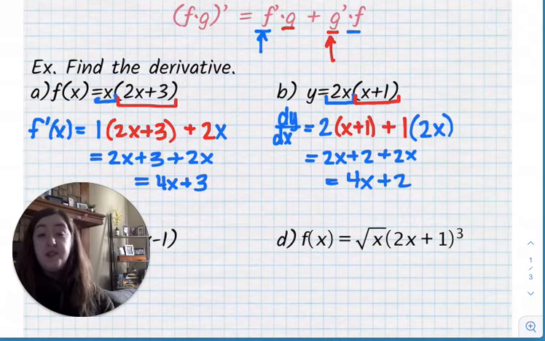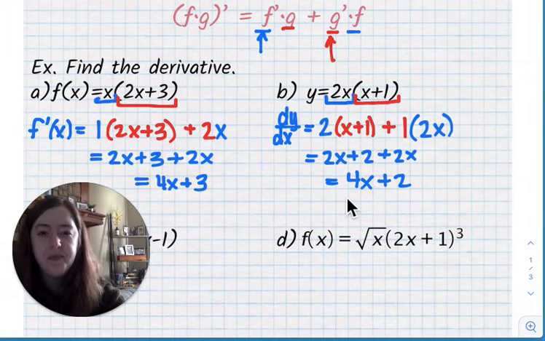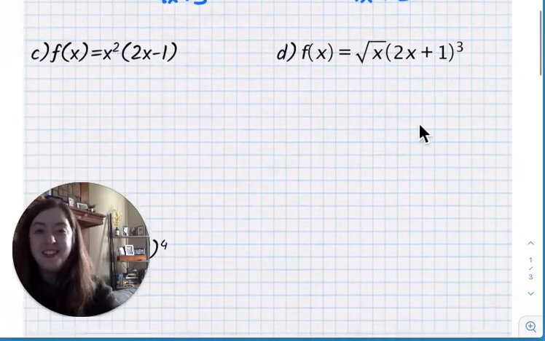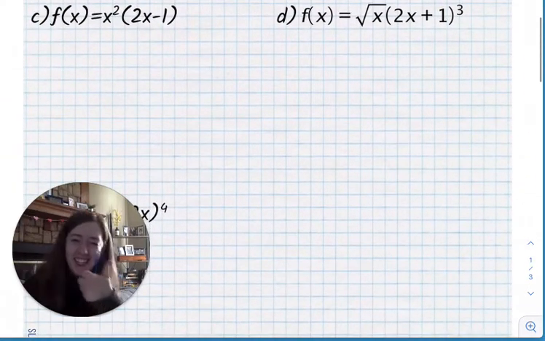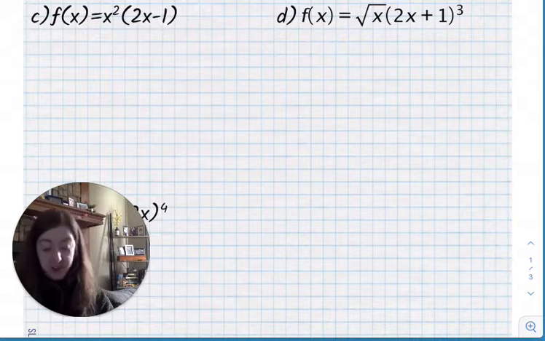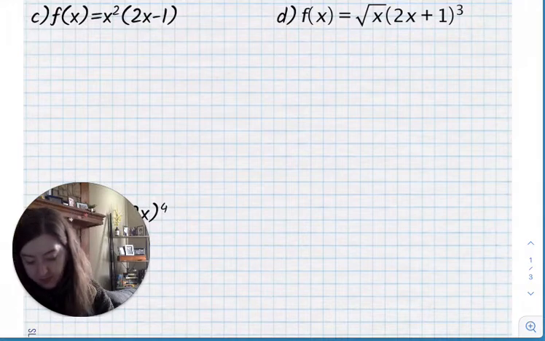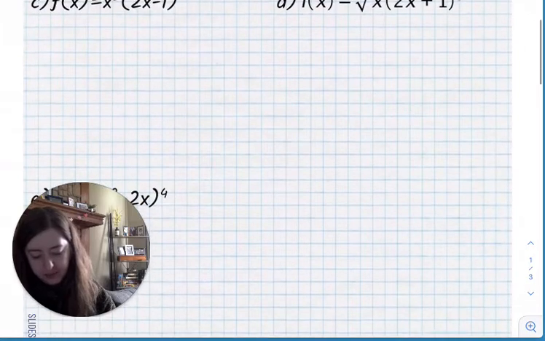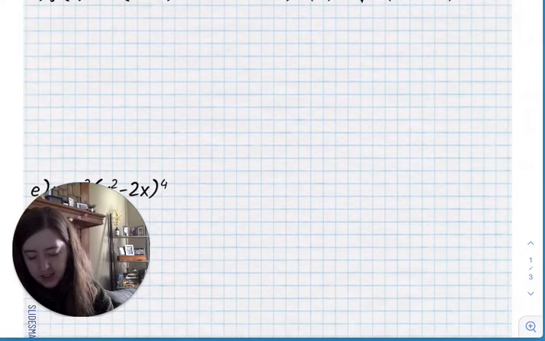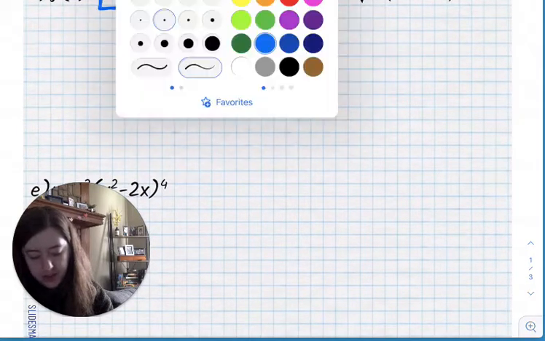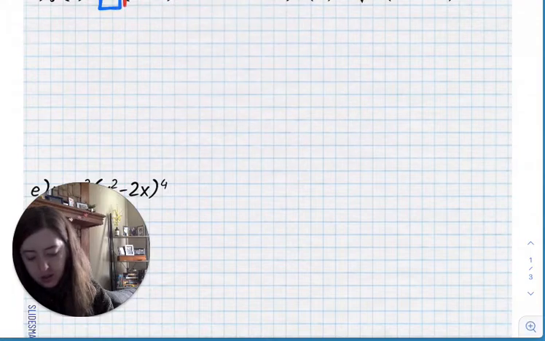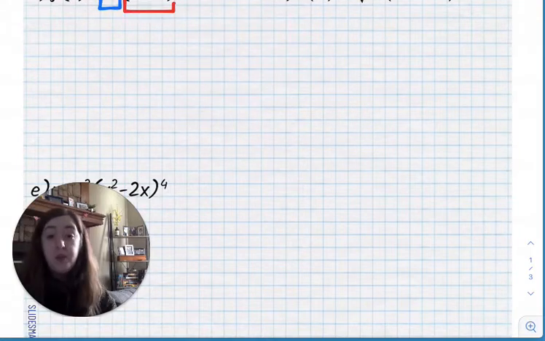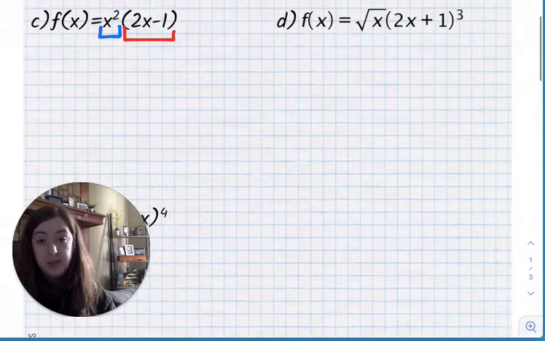Okay, let's beef it up a little bit. Oh, that's not where I scroll. That's where I scroll. Got it. Okay, so which way did I have it? Blue first. All right, so x squared will be my first. 2x minus 1 will be my second. Oopsies, I'm sorry, guys.